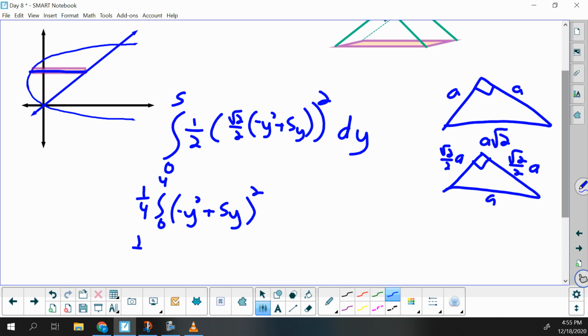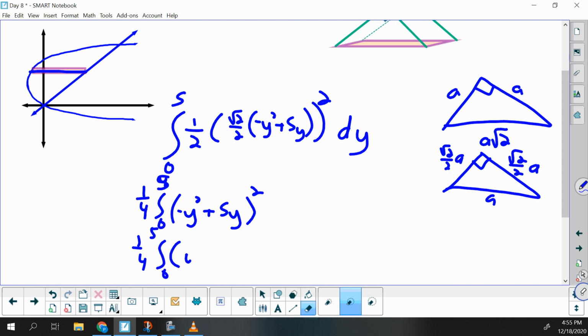So that'll be 1/4. Oh, I don't know why I switched this to 4. That's a 5 there. 1/4 times, maybe we should FOIL it out first. The integral from 0 to 5, we'll have y to the 4th minus 10y cubed plus 25y squared dy.